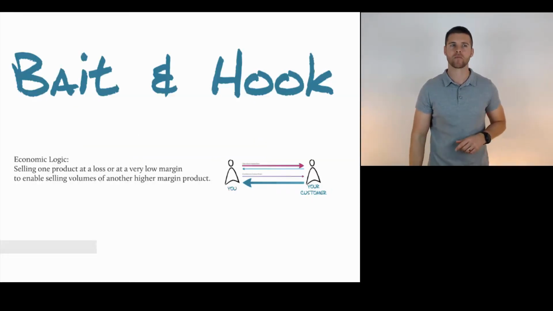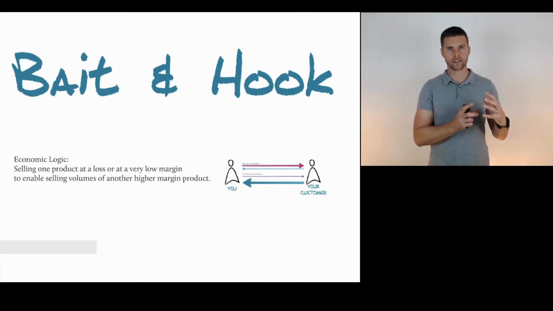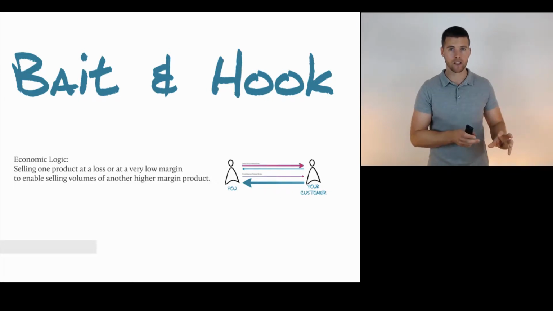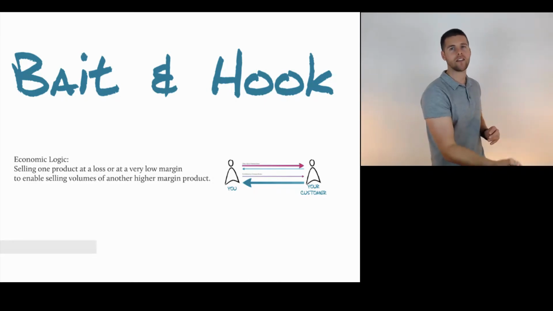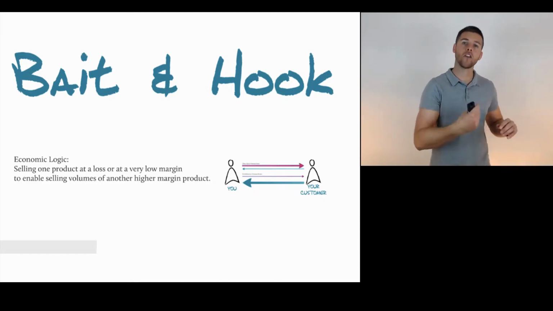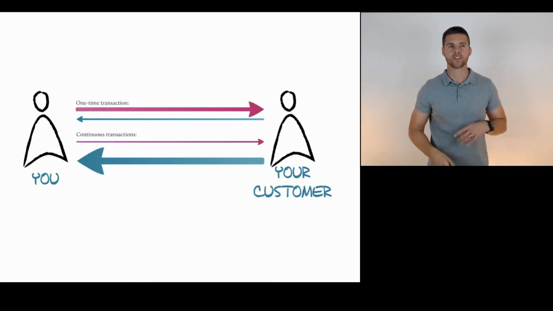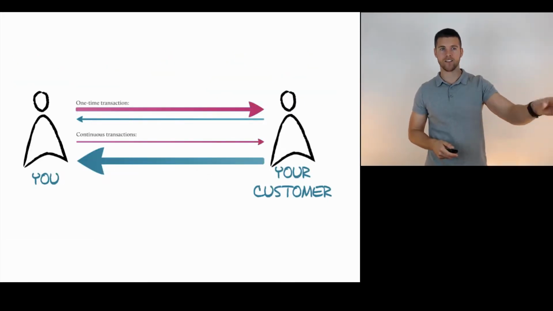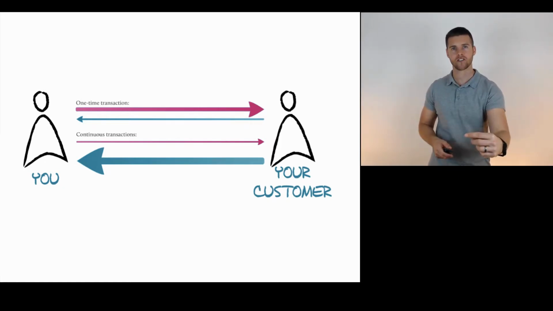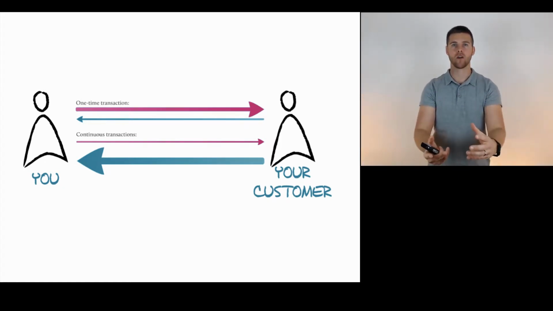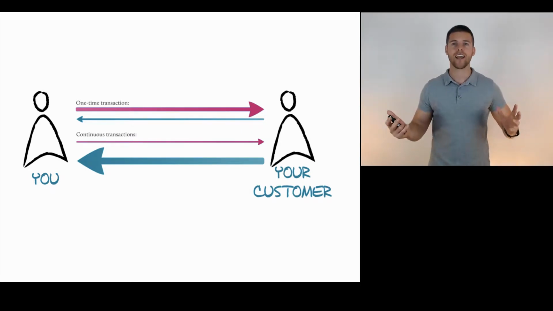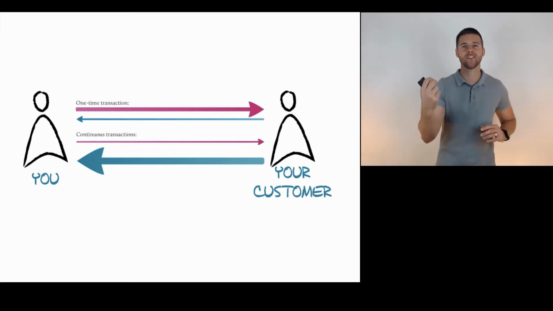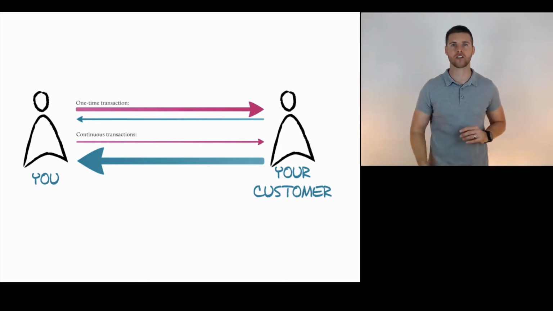The economic logic of the bait and hook business model is that you are selling one product at a loss, meaning you're not making any money on selling this product. But the idea is that you get customers hooked, and then they will come back to you where you can sell other products where you make more money. So if this is you on the left-hand side and this is your customer, you have one transaction initially where you give away something for free or give away something at a very low price. And customers get very excited, and then you get them hooked, and then you will keep being able to make money on those customers going forward.